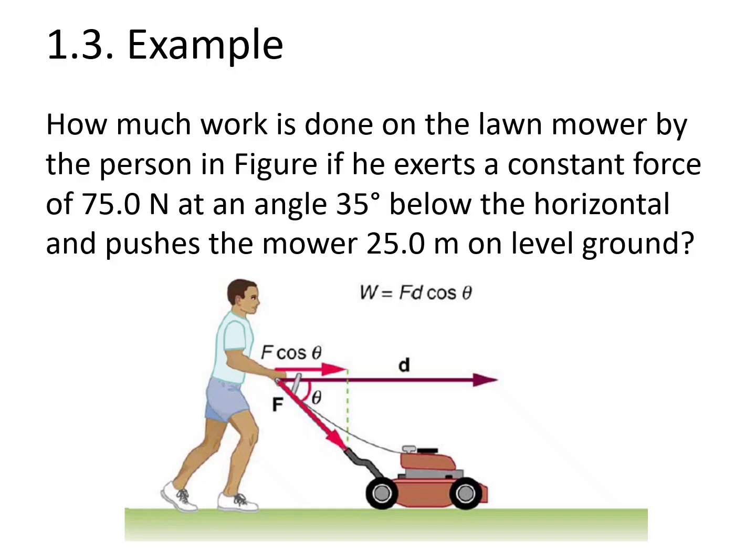Because the mower does not move downward into the ground, the downward component of the applied force does not contribute to the work associated with the horizontal displacement. The component that matters is the horizontal component of the applied force. The angle between the applied force and the displacement is 35 degrees. That means we will use W equals Fd cosine theta.